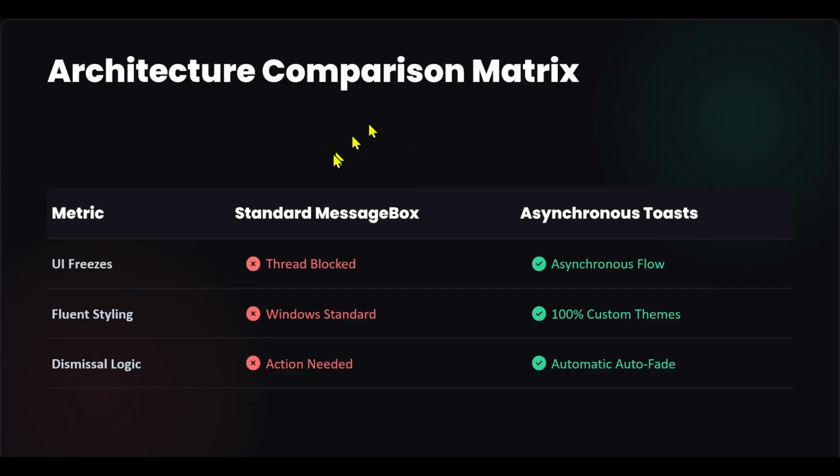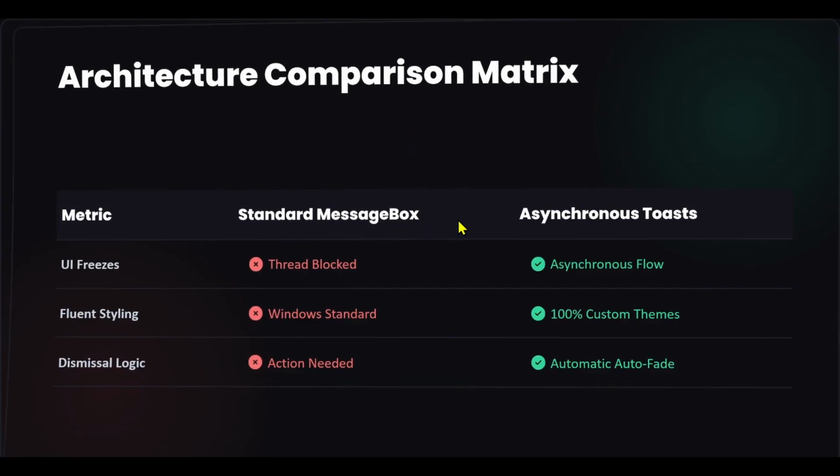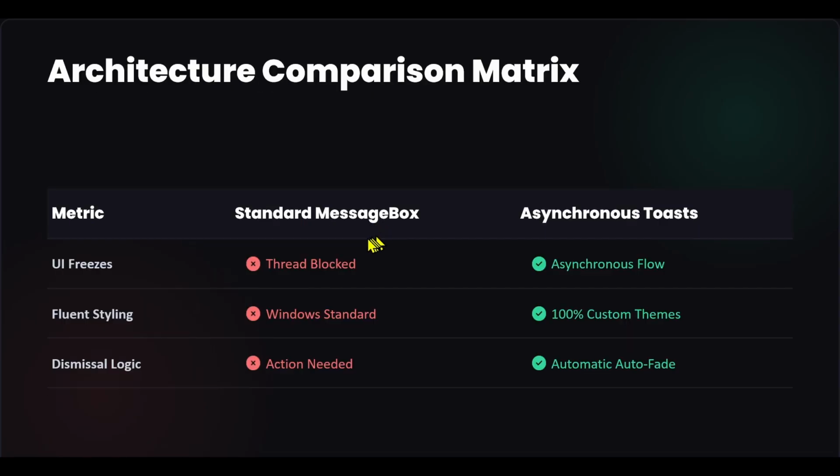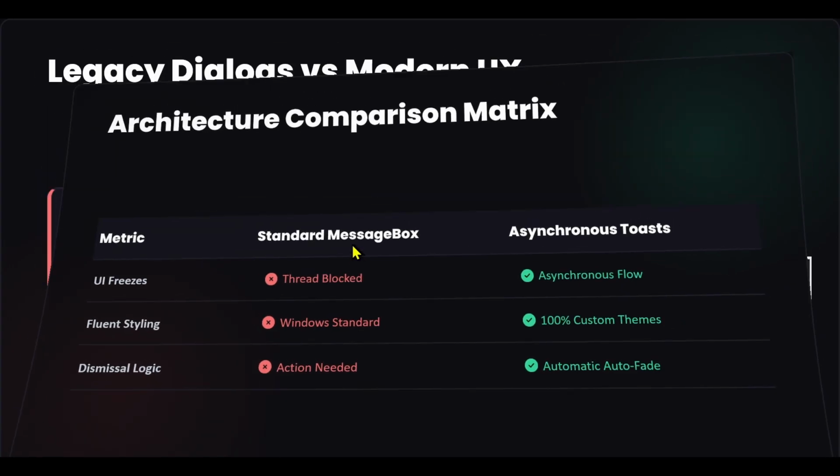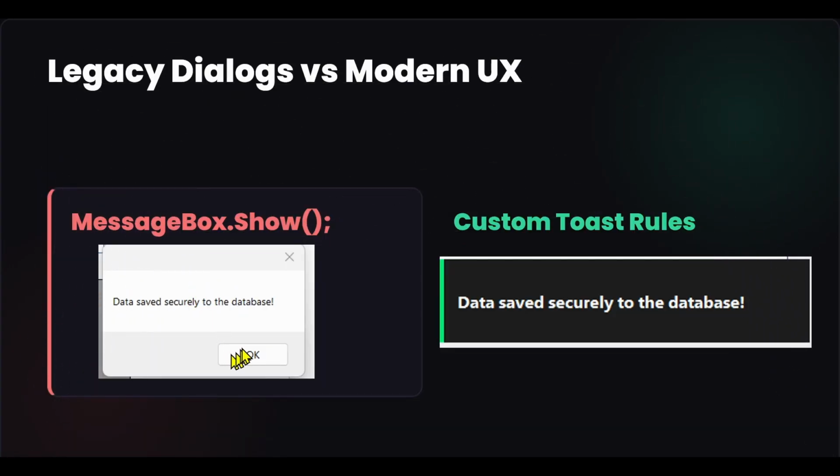What is the main difference between the standard message box and the asynchronous toast? In the standard message box, the thread is blocked, whereas the toast is a completely asynchronous flow. You can see a sample. We have a message box. It is thread blocked. Until you click the OK button, you cannot perform any other action. Whereas in the toast form, it is a completely asynchronous workflow. It will automatically pop up at the bottom, then disappear within a few seconds. You can still continue your operation.